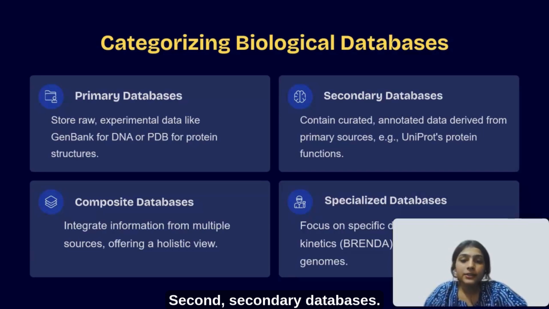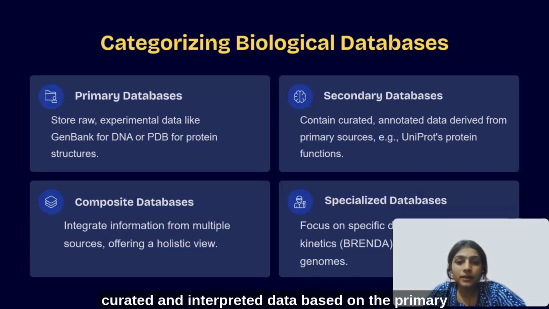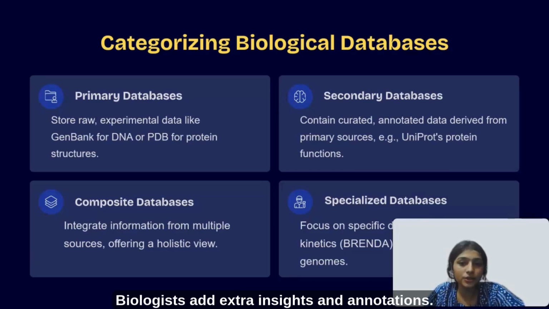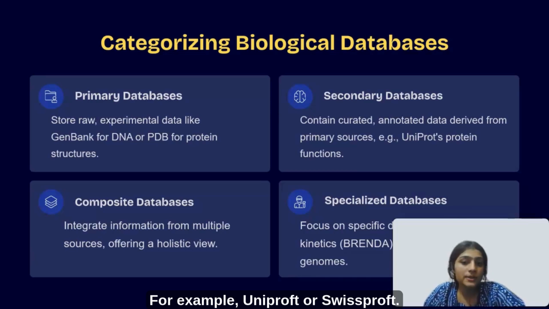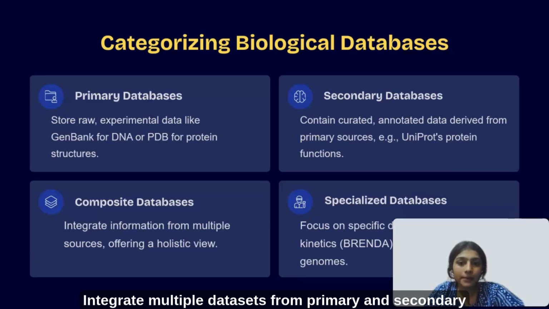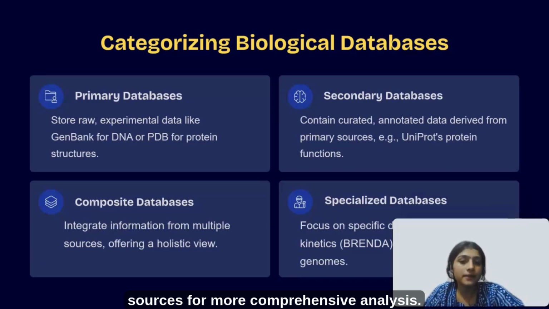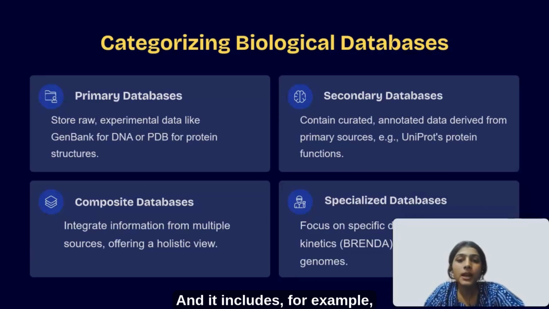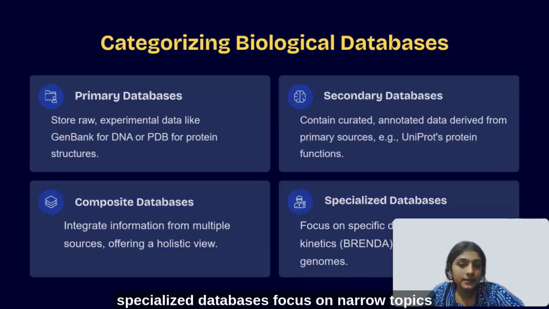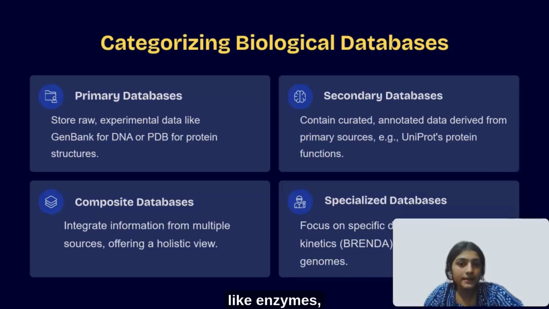Second, secondary databases contain processed, curated, and interpreted data based on the primary sources. Biologists add extra insights and annotation. For example, UniProt or SwissProt. Third, composite databases integrate multiple datasets from primary and secondary sources for more comprehensive analysis, and they include examples like NCBI or Ensembl. And last, specialized databases focus on narrow topics like enzymes, genetic disorders or metabolic pathways. Examples include KEGG and OMIM, for genetic disorders.